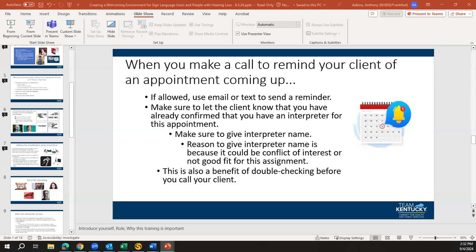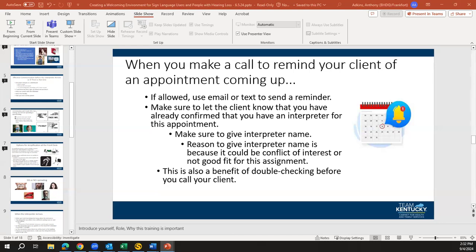So when you make calls to remind individuals about their upcoming appointments, I know a lot of places are doing that now. If you're allowed, try to use an email or a text reminder. Make sure the information in the email or confirmation says that you have already acquired an interpreter, that you have an interpreter assigned for this appointment. That way the deaf person knows, okay, I'll have communication. But then also, if you already have it, please give the interpreter's name, because deaf people need to know who the interpreter is. Who are they expecting to see?